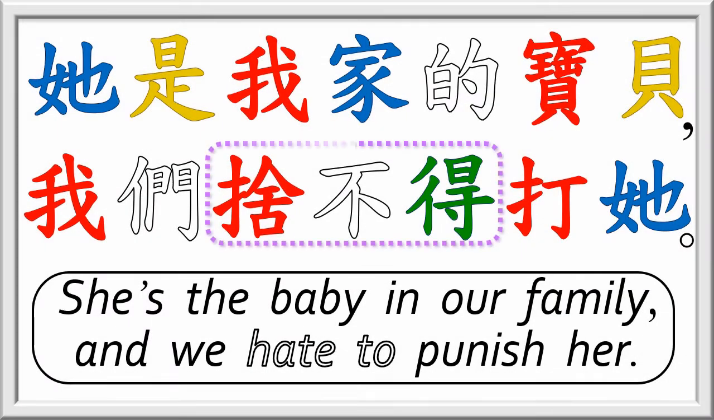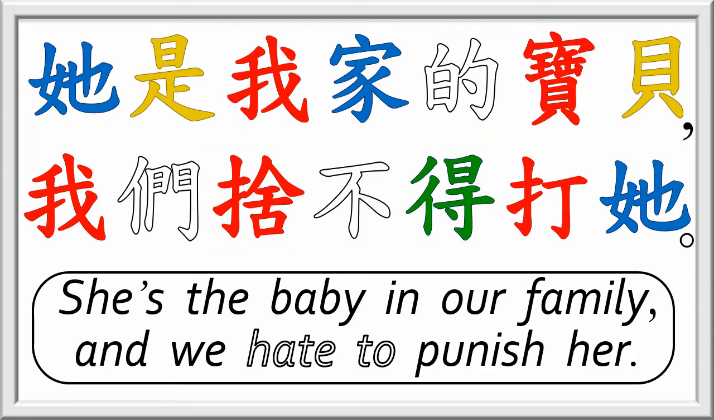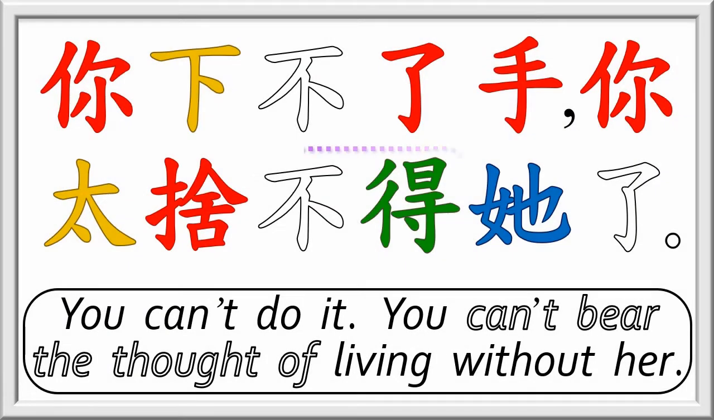她是我家的宝贝，我们舍不得打她. She's the baby in our family, and we hate to punish her. 你下不了手，你太舍不得她了. You can't do it. You can't bear the thought of living without her. He probably wants to break up with his girlfriend, and can't figure out how to do it.